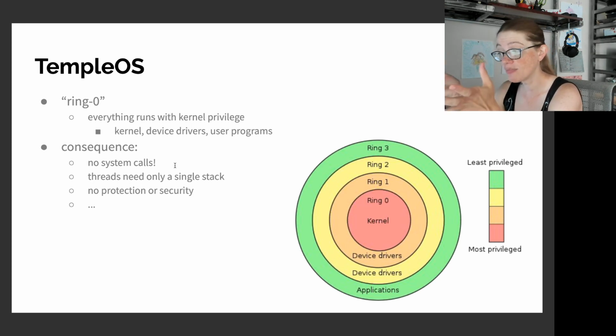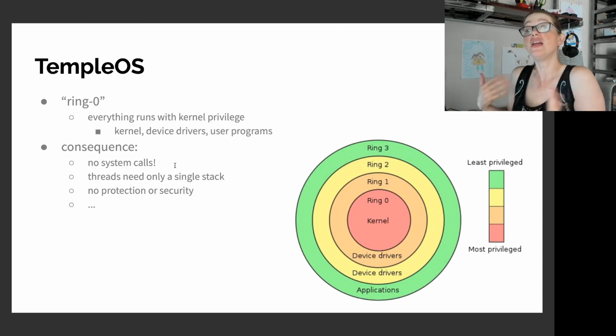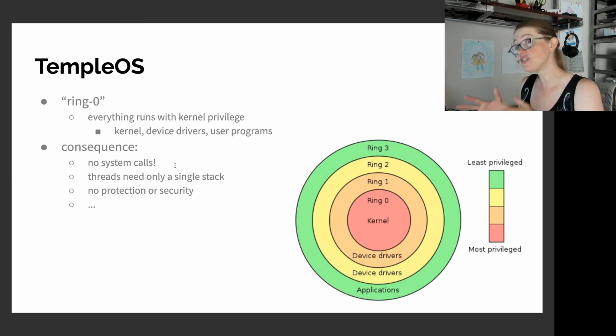So no system calls. And since there are no system calls, and since everything runs in the same privilege mode, threads don't need multiple stacks. They only need a single stack. It also means, since you have no system calls, that it's easier to implement. This operating system has interesting design decisions that have actually shown that if you don't take all these security things into consideration, OSs aren't that bad to implement.